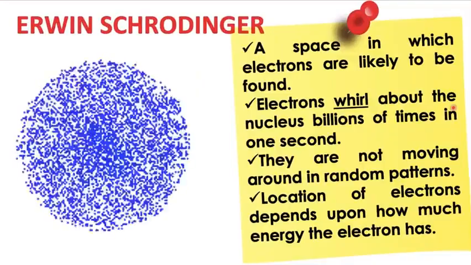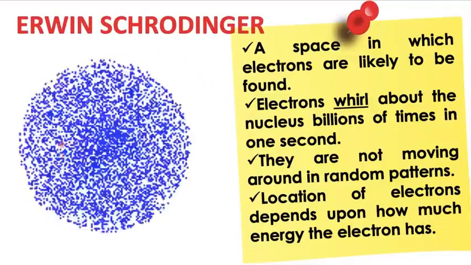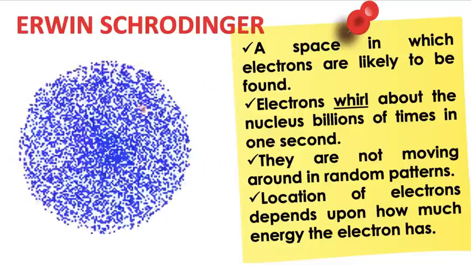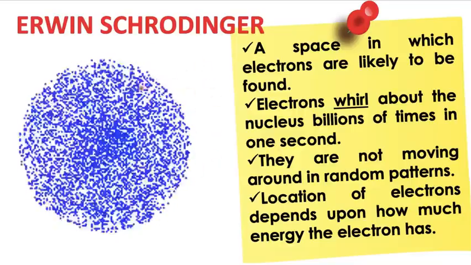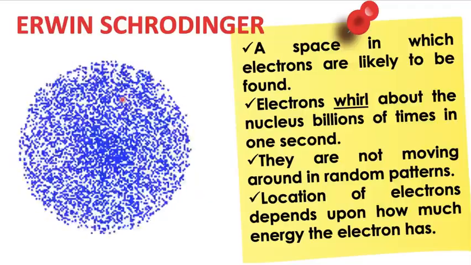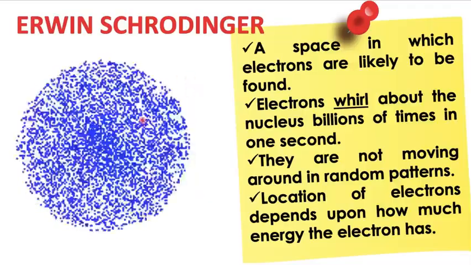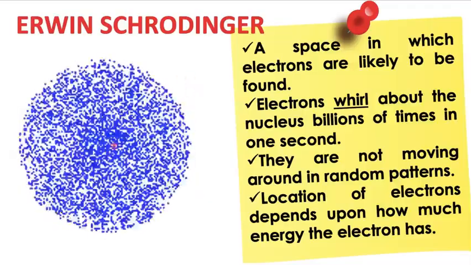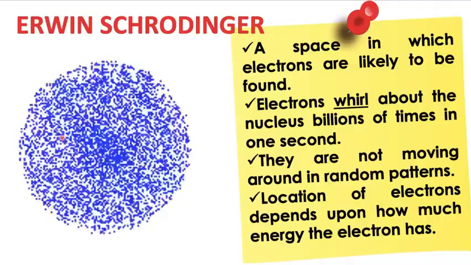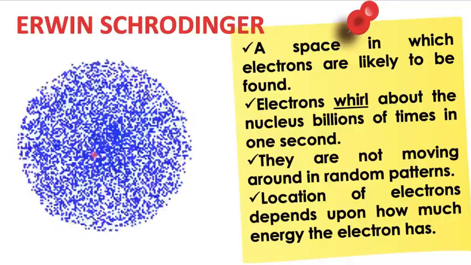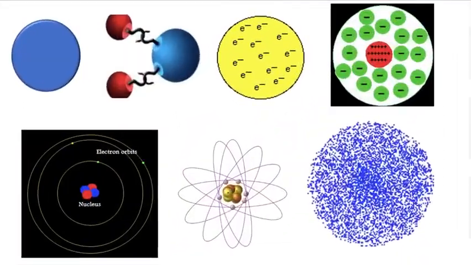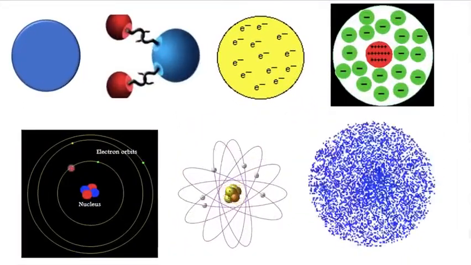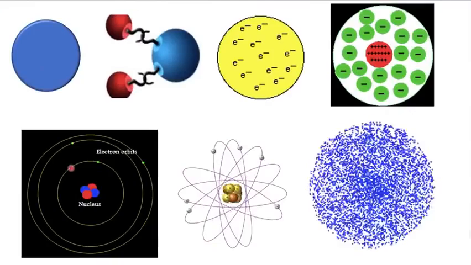According to him, there is a space in which electrons are likely to be found. Electrons whirl about the nucleus billions of times in 1 second. They are not moving around in random patterns. Location of electrons depends upon how much energy the electron has. And that is how atoms were developed and evolved throughout the years.